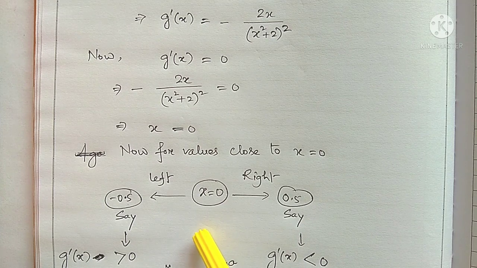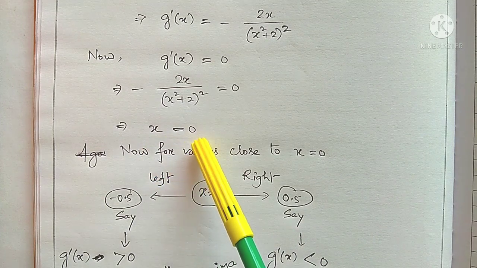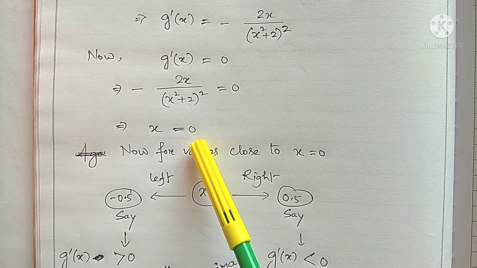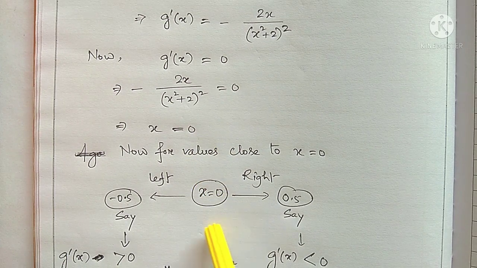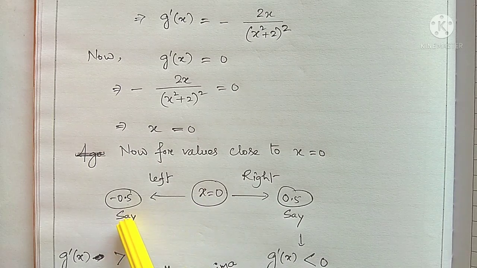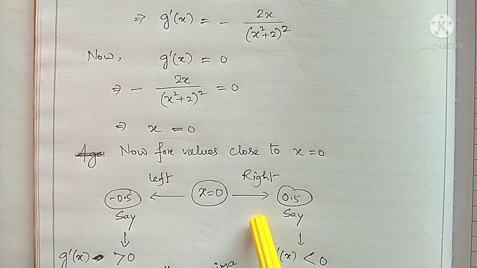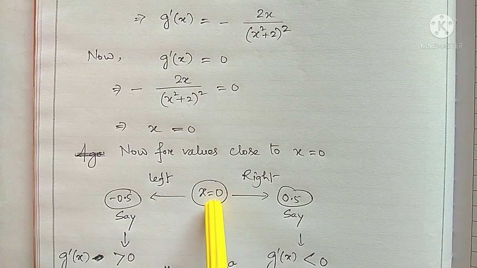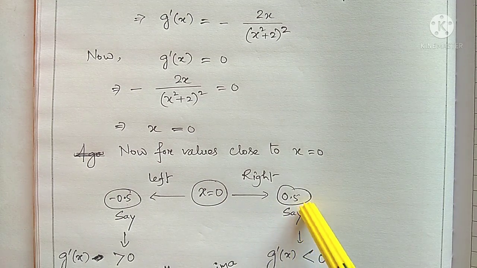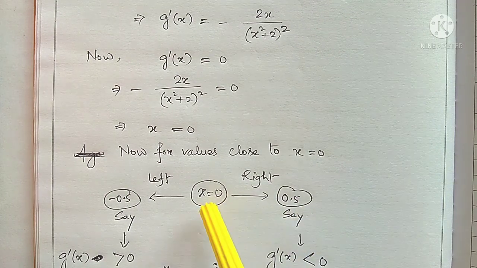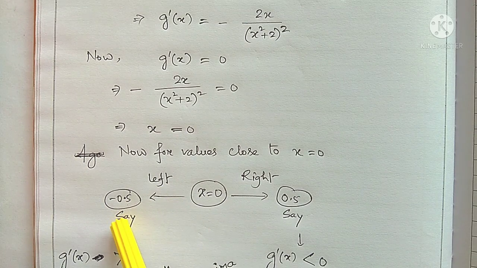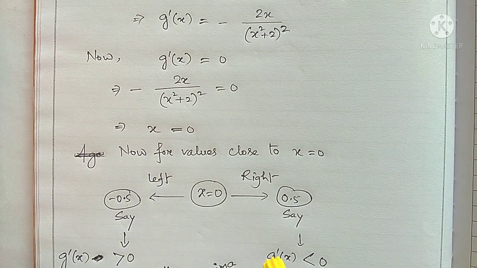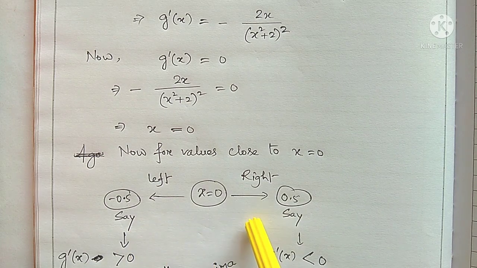First of all, the critical point is x equal to 0. For local maxima and local minima, we have to consider the right hand side as well as the left hand side. For that reason, we just assume 2 points. On the right hand side, we assume a positive value, which is 0.5. And for the left hand side, we assume another point, which is minus 0.5. Is it clear?